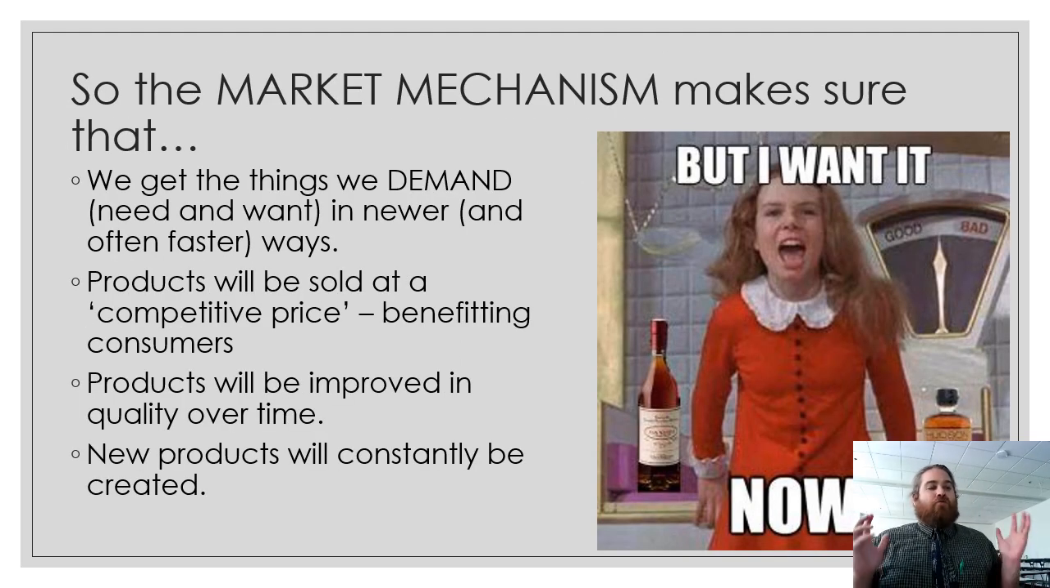And so market mechanism, just in sum, we get what we demand in newer and better ways. Products are going to be sold at a competitive price, products are going to be improved over time, and new products are going to be created. And so the market mechanism is the way that we make sure that you have everything you need, most things you want, and far more than you deserve in this economy.